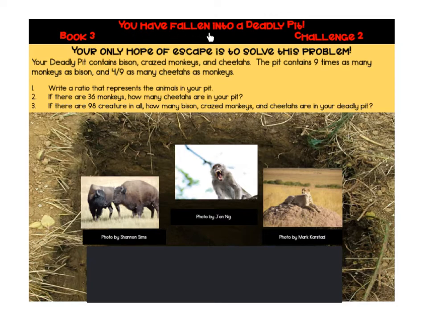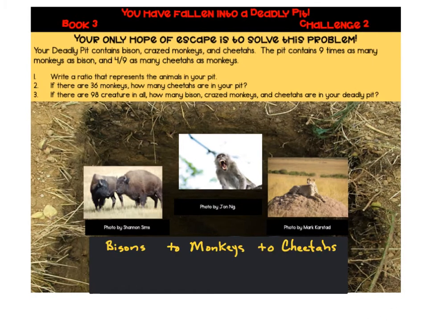You, my friend, have fallen into a deadly pit. Your only hope of escape is to solve this problem. Your deadly pit contains bison, crazed monkeys, and cheetahs. The pit contains 9 times as many monkeys as bison and 4/9 as many cheetahs as monkeys. The first task is you must write a ratio that represents the animals in your pit.